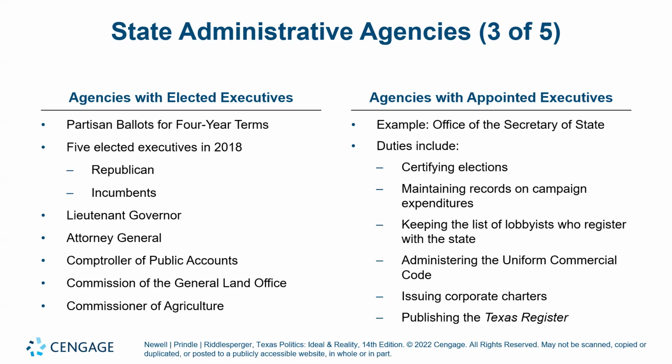So, agencies with appointed executives. Again, like I said, members of these agencies are not elected, they're appointed. The Secretary of State's office is a great example because it's part of the plural executive, but it's different in that it is appointed. So Governor Abbott does appoint the Secretary of State, and basically they are the top election official. They're also responsible for certifying businesses in Texas. But their main, well, I would say that.